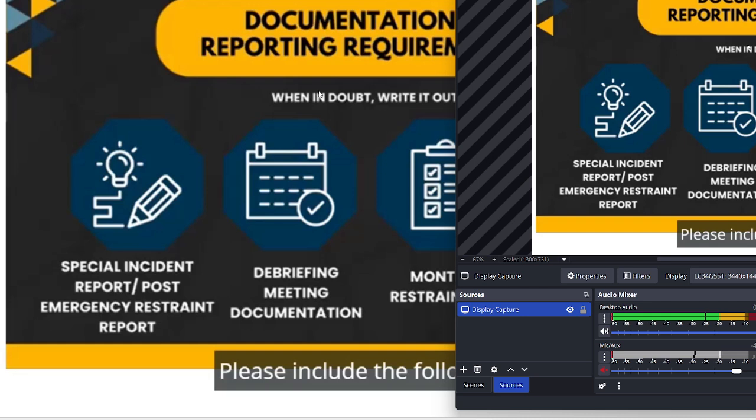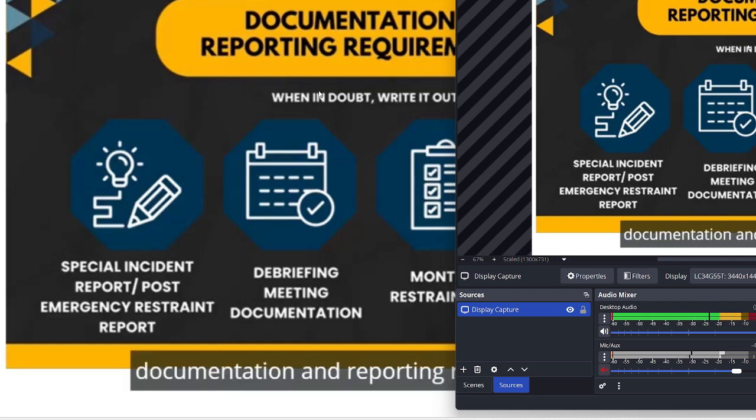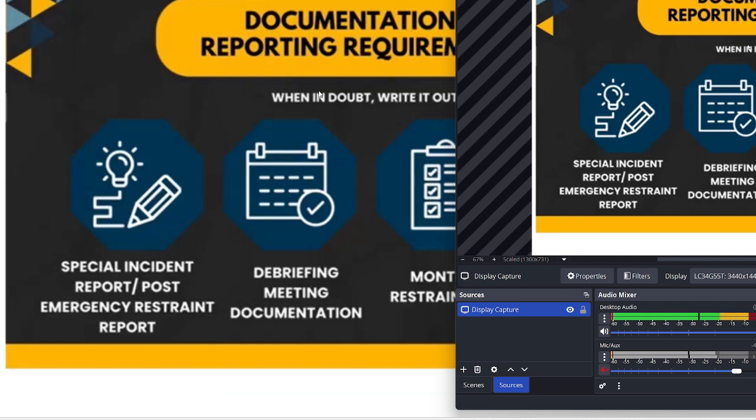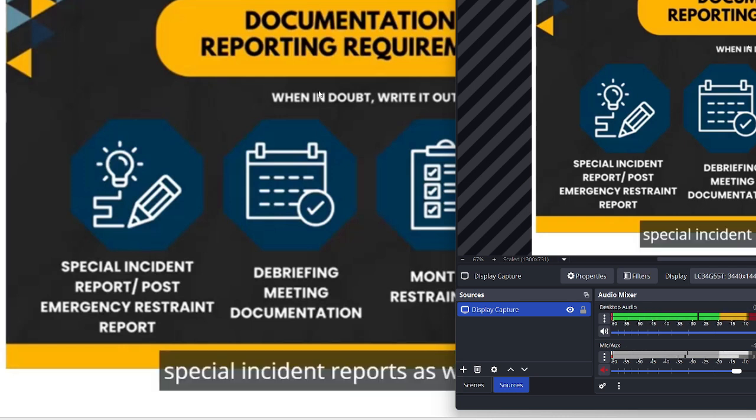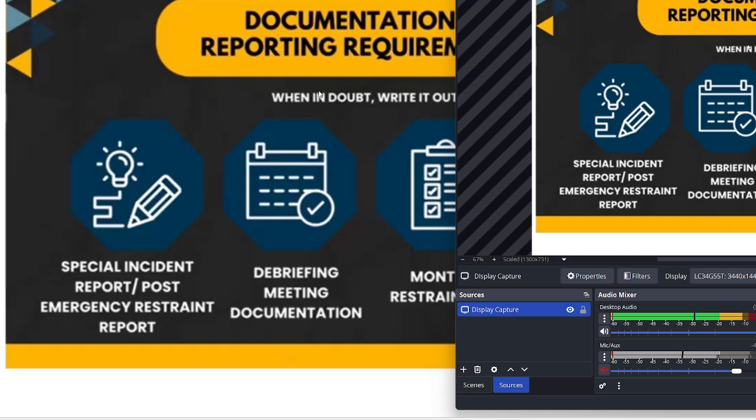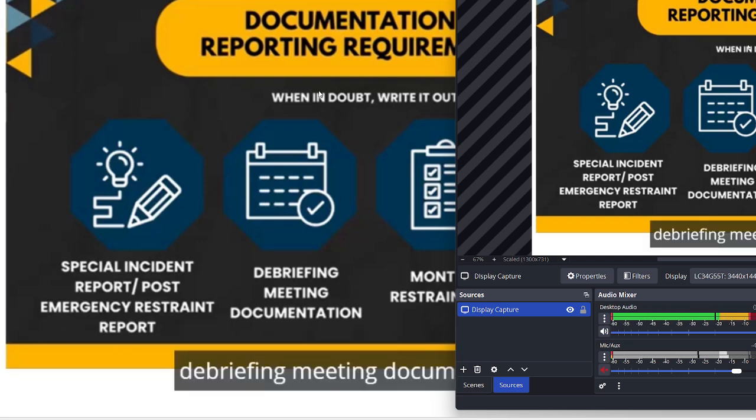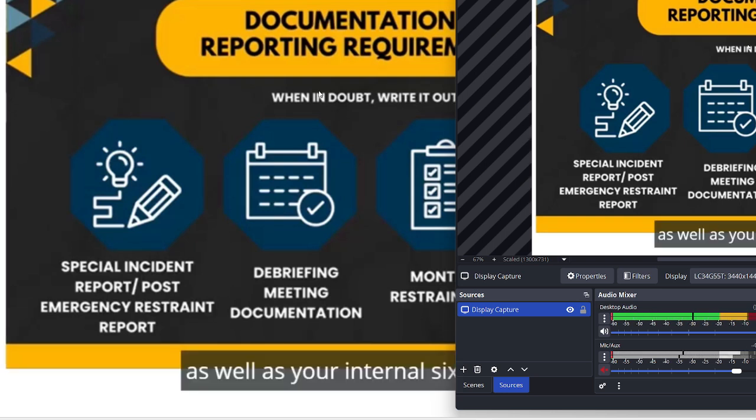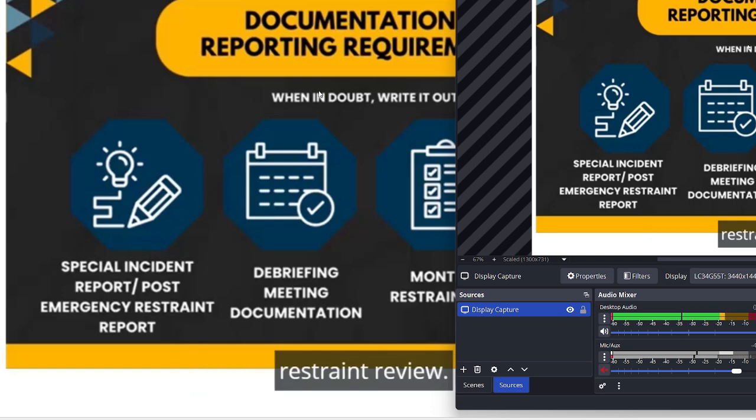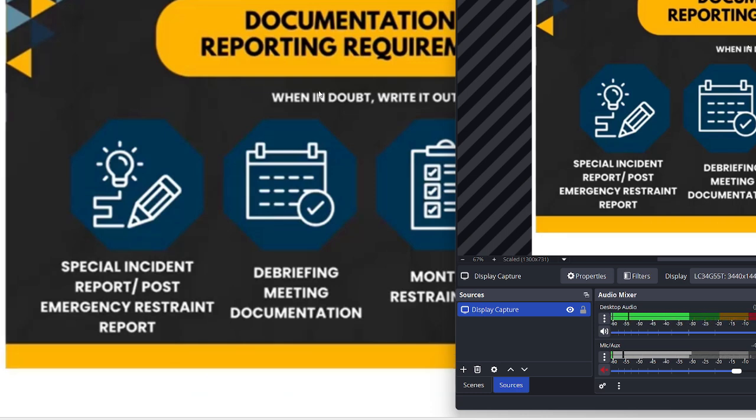Please include the following documentation and reporting requirements, including when to provide special incident reports, as well as post-restraint reports, debriefing meeting documentation, monthly restraint logs, as well as your internal 6-month restraint review.